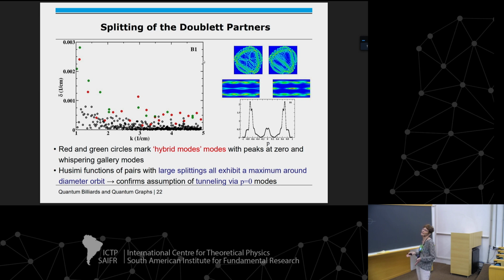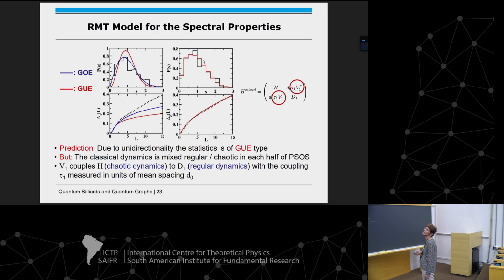The tunneling always takes place via the diameter orbit, via this part, and this can be seen from the fact that the splittings are largest for those Husimi functions that have a peak around 0. This shows that indeed the diameter orbit region is responsible for dynamical tunneling. If you have a wave function for p larger than 0, then it can tunnel to p less than 0 via the diameter part, the region around the diameter.